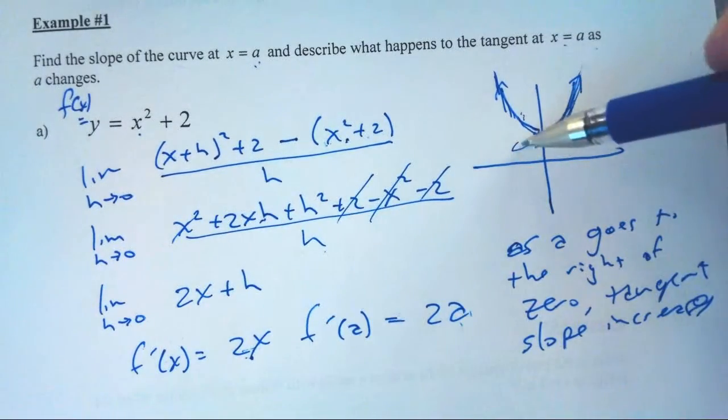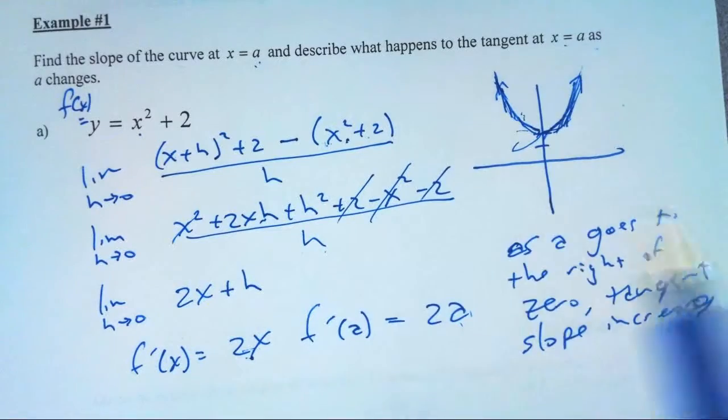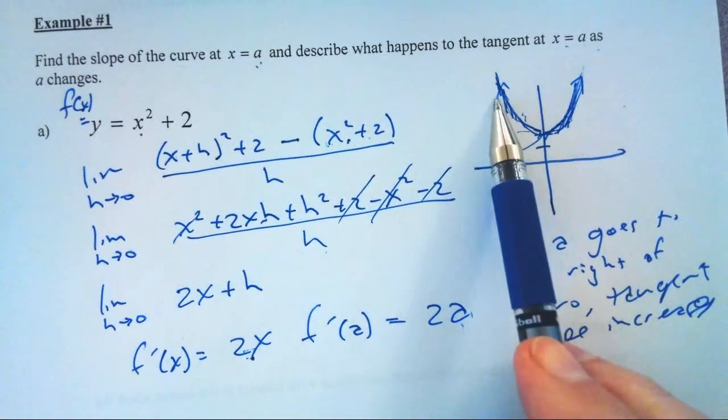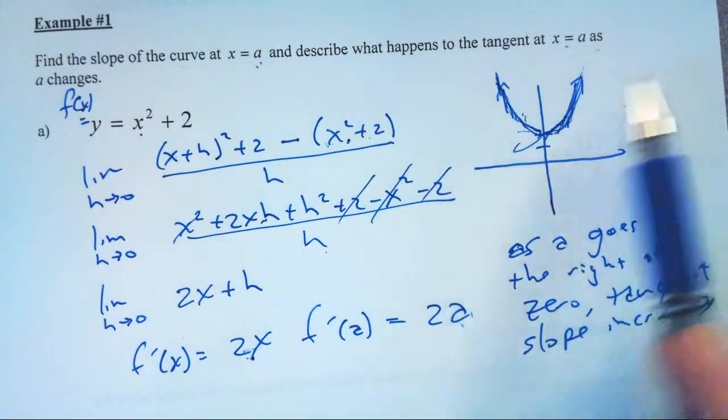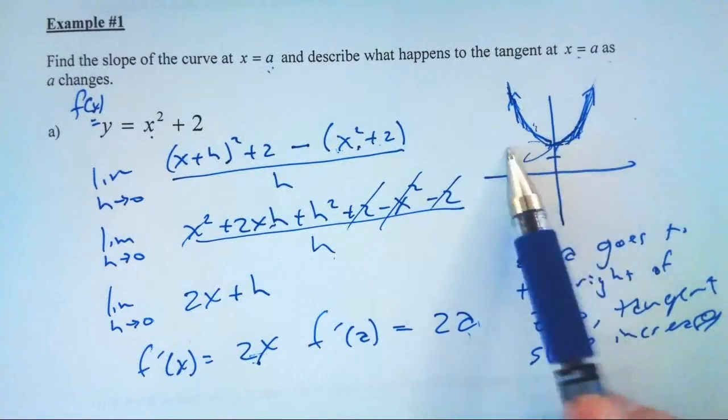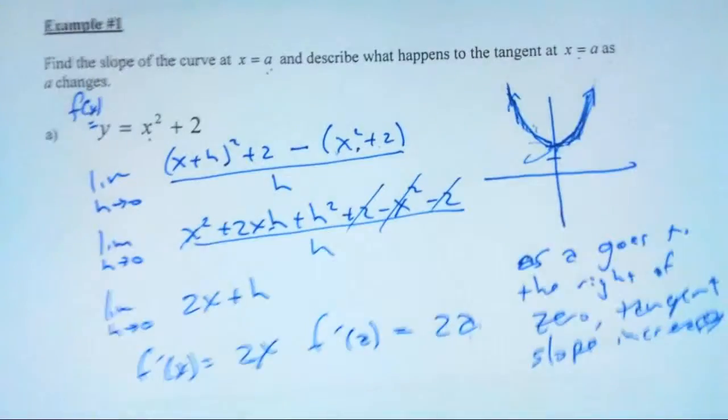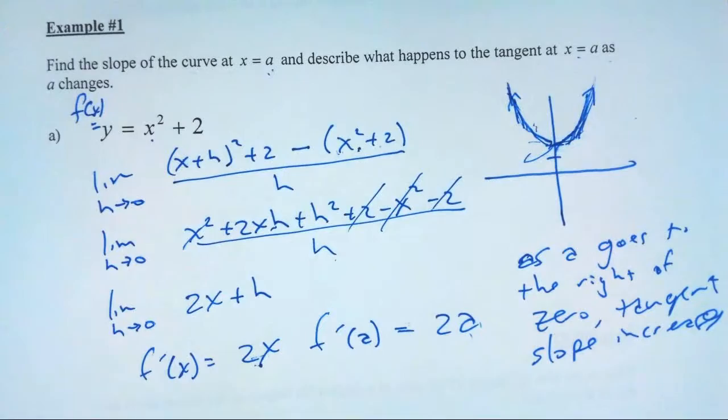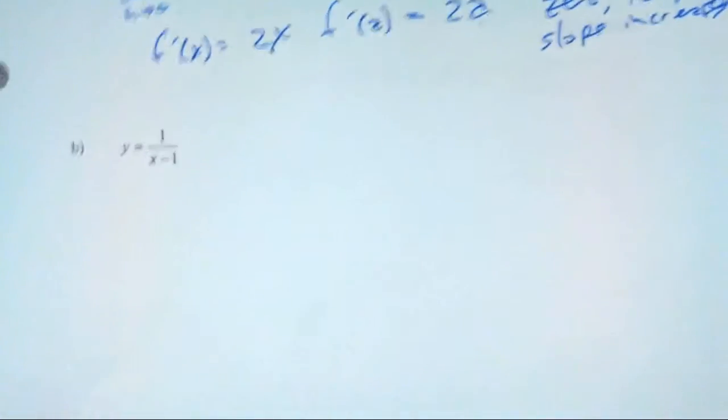As we move to the left, or I guess we could say from the left to the right, as the tangent moves from left to right, the slope is constantly increasing. When it hits 0, it's 0. You know, a lot of things we could say about it. With me? Okay.